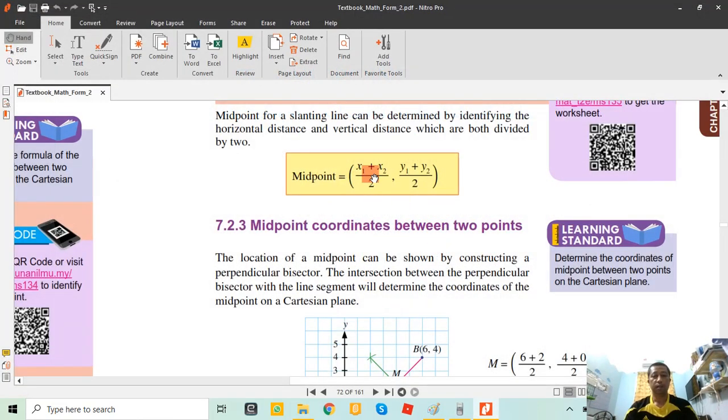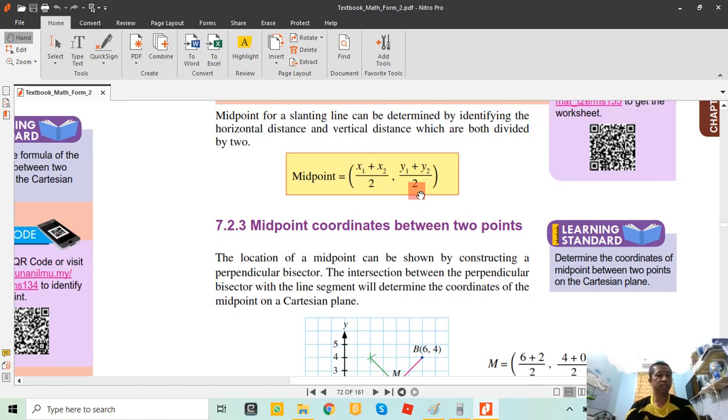Okay, so if you can see here, this is a formula for midpoint. So in bracket, x1 plus x2. So x1 means the coordinate of x for point 1. x2 is the coordinate of x for point 2. And then we divide with 2 to get a midpoint. Y1 plus y2. Coordinate y, point 1 plus coordinate 2 for y divided by 2.